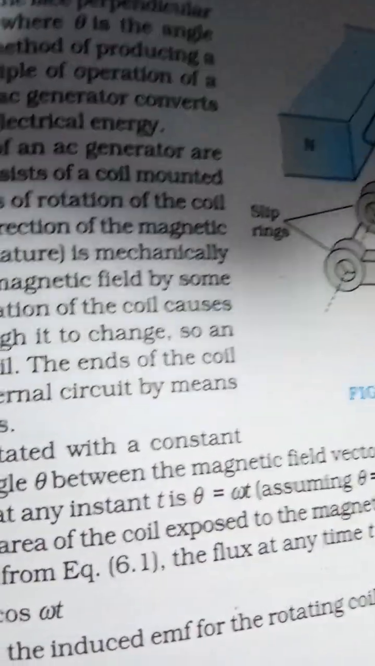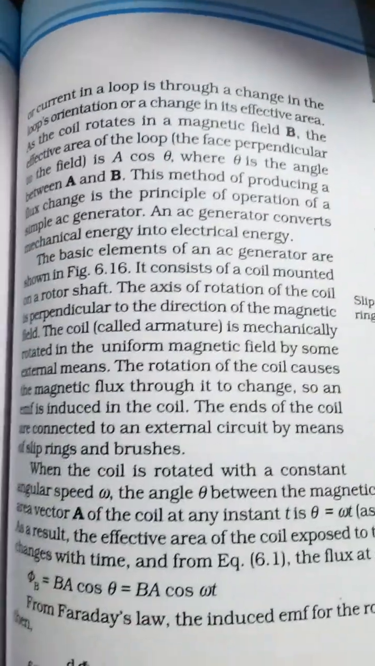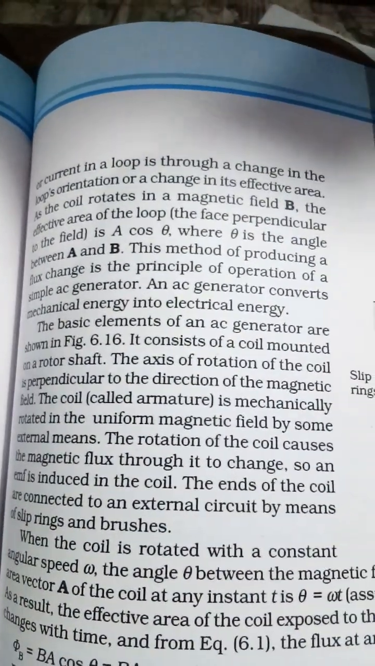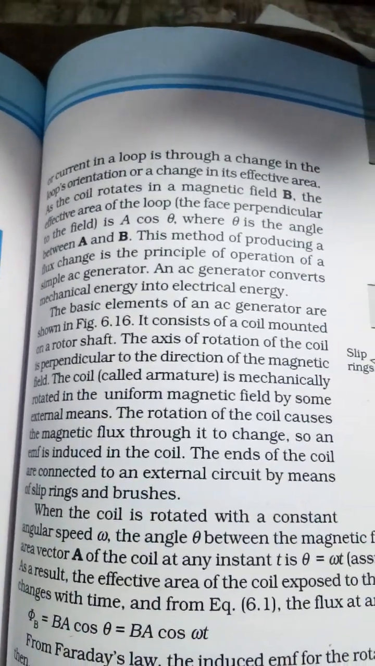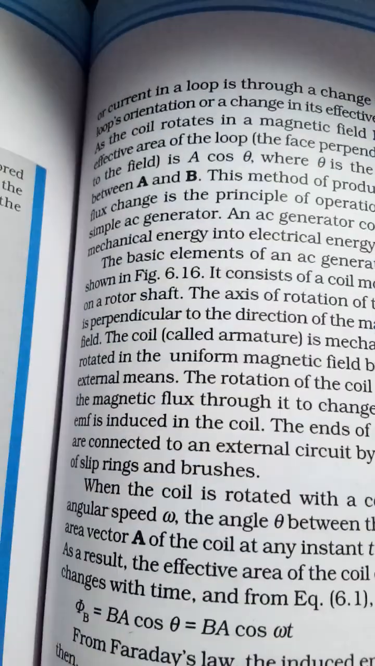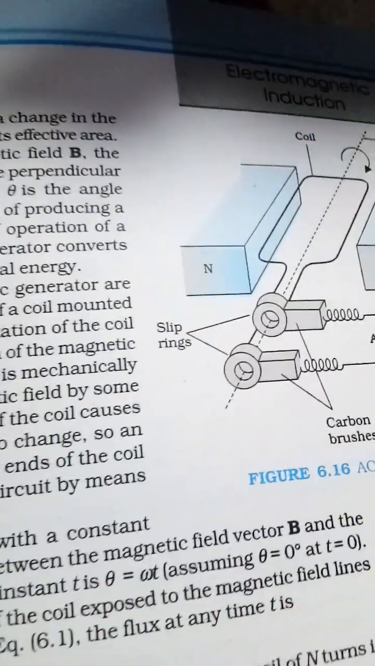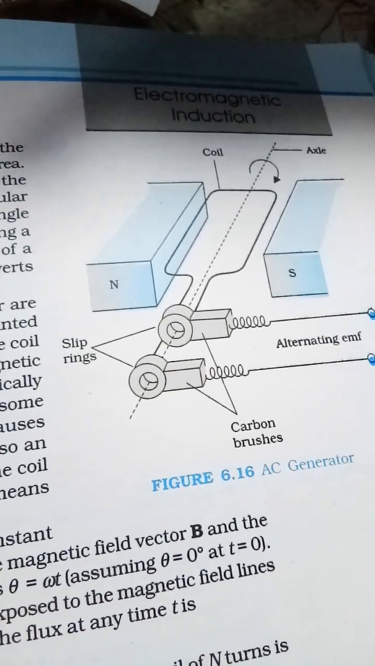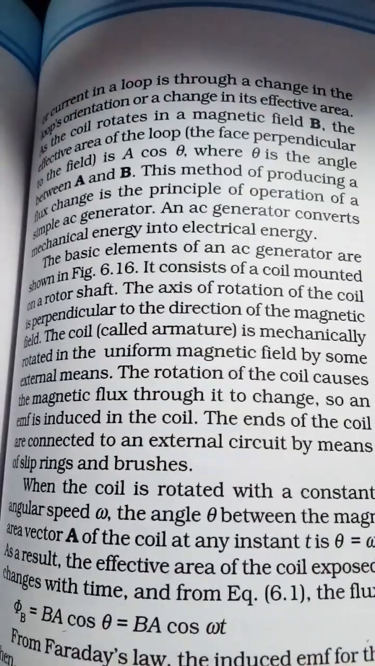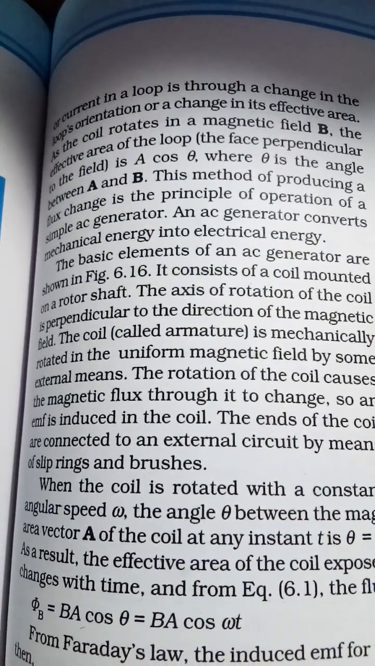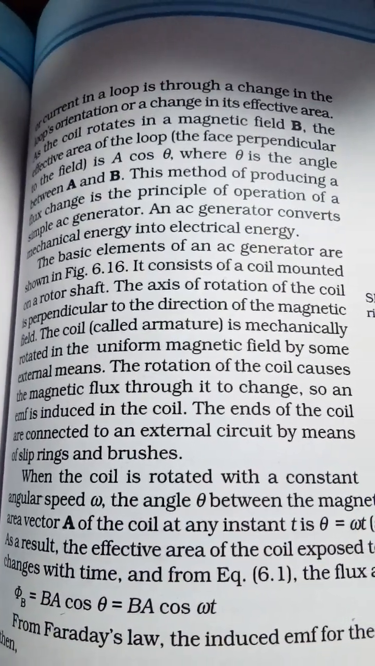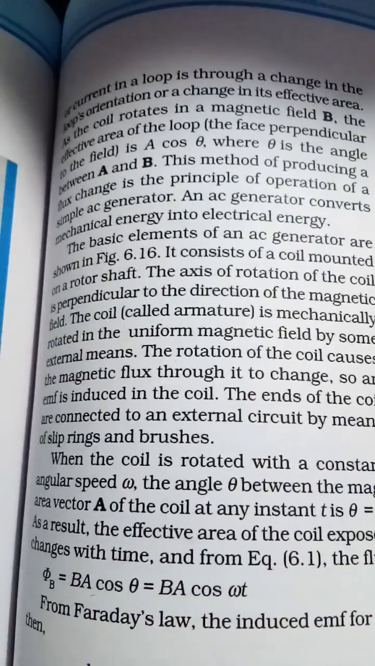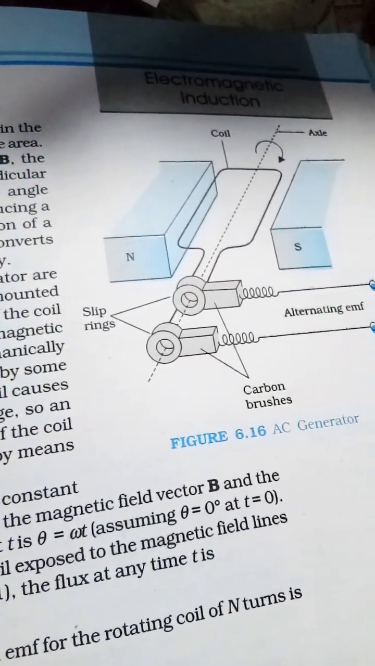One method to induce an EMF, electromotive force, or current in a loop, is through a change in the loop's orientation or a change in its effective area. As the coil rotates in the magnetic field B, the coil is rotating. The effective area of the loop, the face perpendicular to the field, is A cos theta, where theta is the angle between A and B.